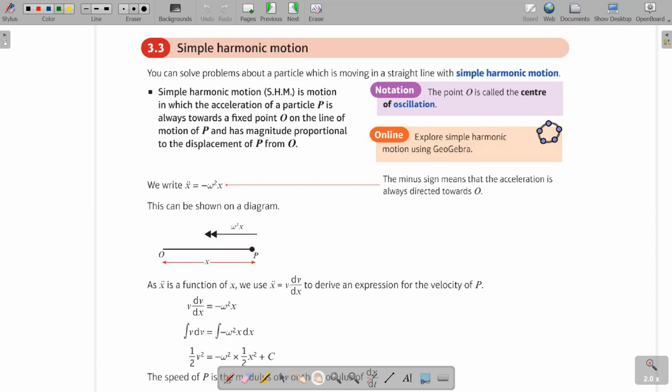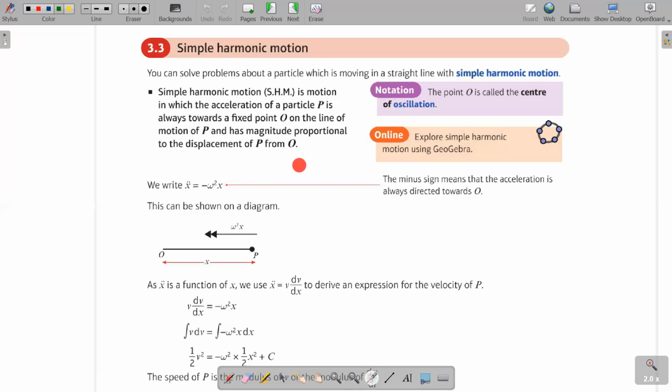Now we move to the next part of our lesson, section 3.3. So we are going to discuss simple harmonic motion. What is simple harmonic motion? Simple harmonic motion, or SHM in short, is motion in which the acceleration of a particle P is always towards the fixed point O on the line of motion of P and has magnitude proportional to the displacement of P from O.